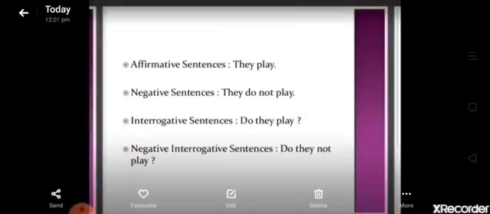Now, first is affirmative sentences. In affirmative sentences, we are going to write in present tense: they play. In negative sentences: they do not play. Interrogative sentences: do they play? In negative interrogative sentences: do they not play?